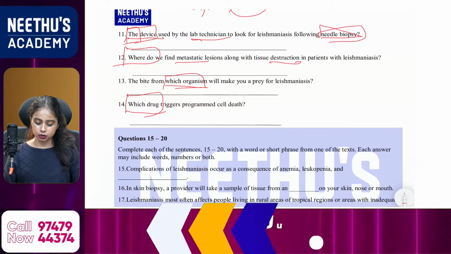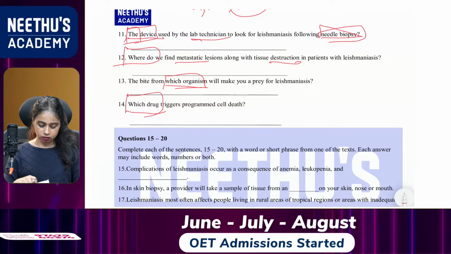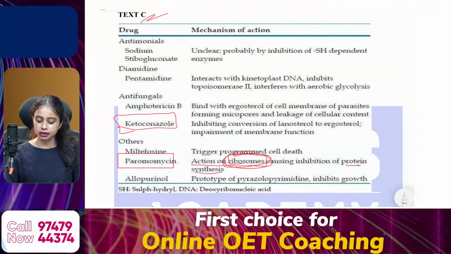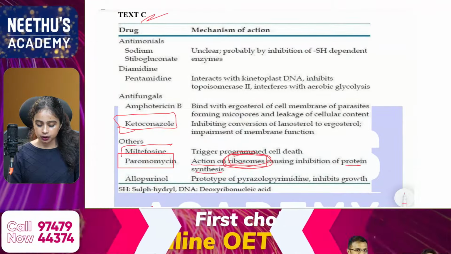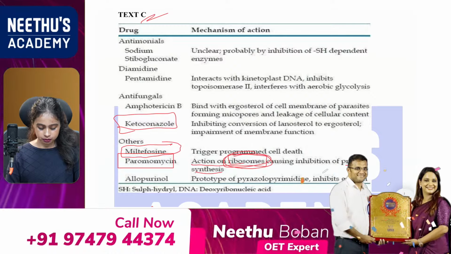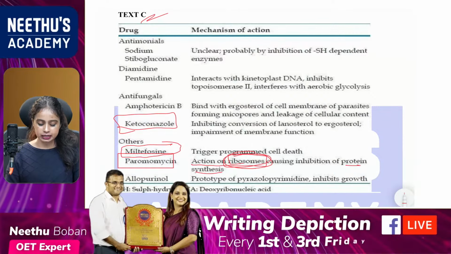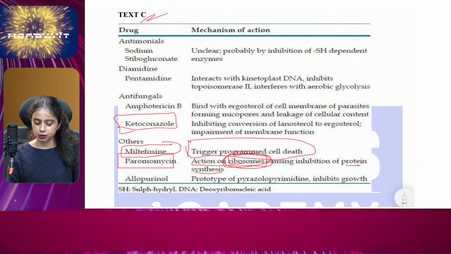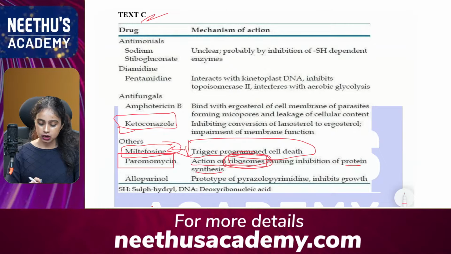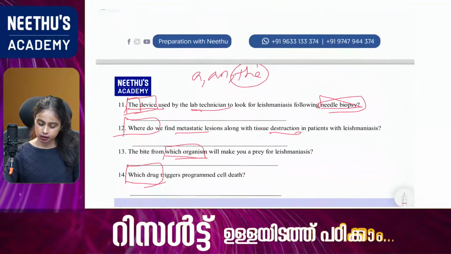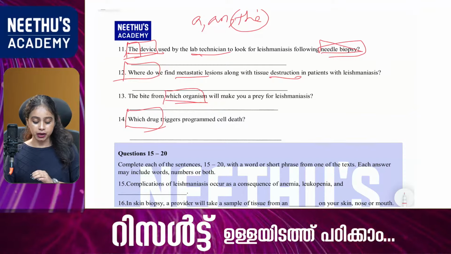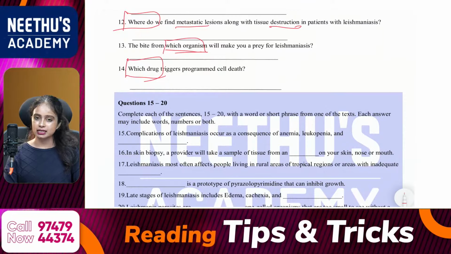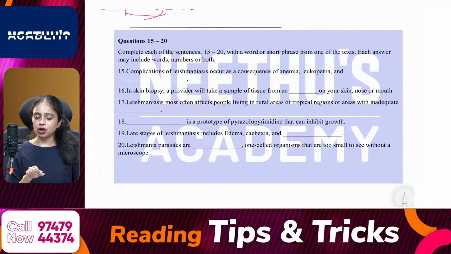Which drug we are using? What is your answer? So drugs which is mentioned in text C. So that should be, yes, miltefosine. Okay, miltefosine should be the answer. Trigger programmed cell death. So answer should be miltefosine from text C. So that is the name of the medicine. Yes, it's from text C. Okay, yes, miltefosine. Yes, Tenson. Okay. So that is the end of short answer question.